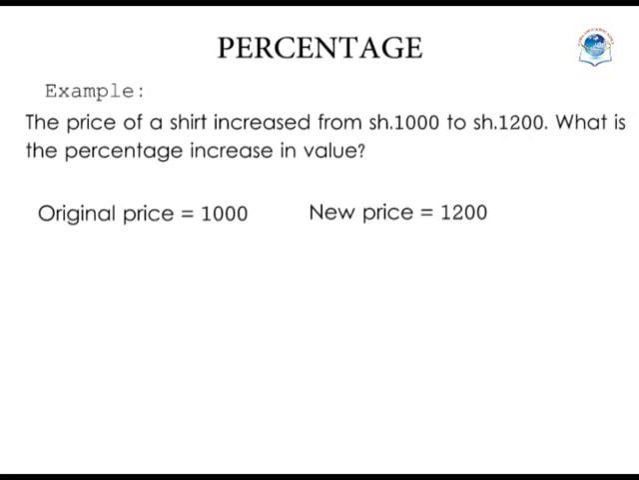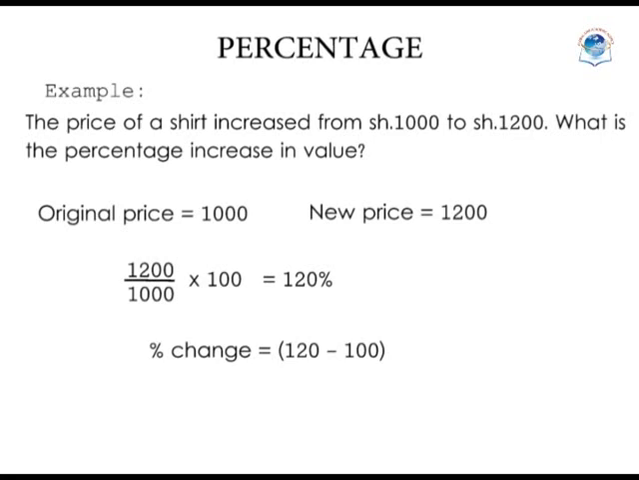Alternatively, we can express the new value as a percentage of the original value. In such case, we shall get a percentage larger than 100. So we subtract 100 from the new percentage. So the new price is 1,200. As a fraction of the old price, that will be 1,200 over 1,000. And to make it percentage, we multiply by 100. That gives us 120%. So the percentage increment is 120 minus 100 to give us the same 20%.